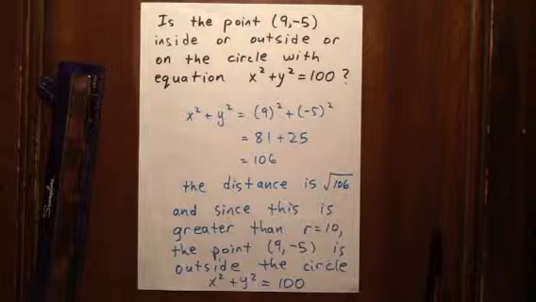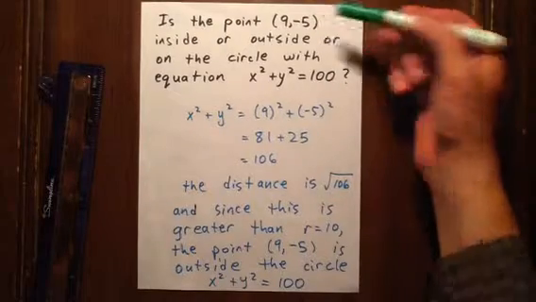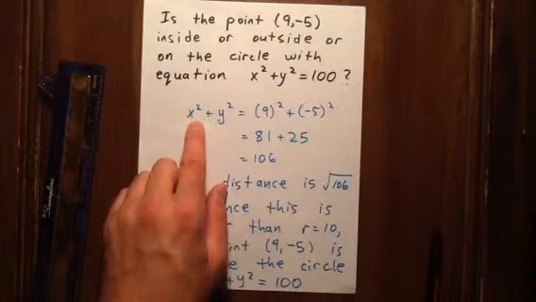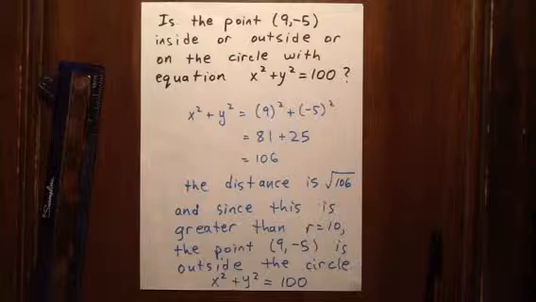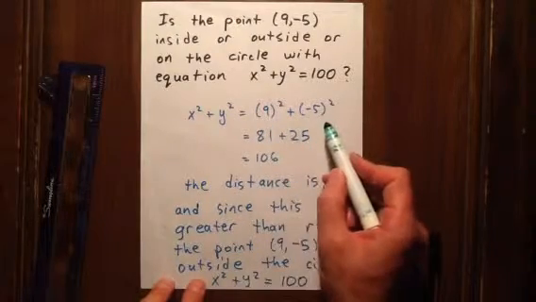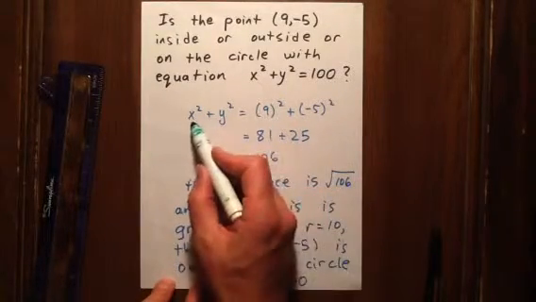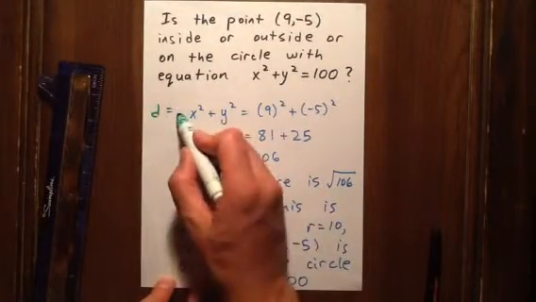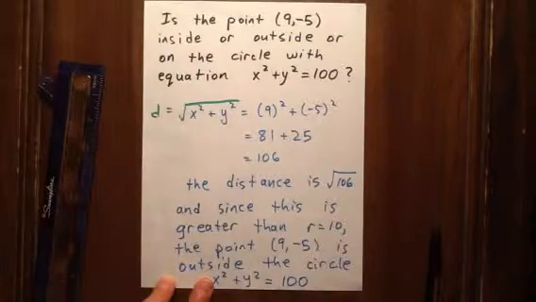And for our last question, we want to know whether the point 9, negative 5 is inside or outside a circle with an equation of x squared plus y squared equals 100. Well, the best way to do that is simply figure out how far away 9, negative 5 is from the origin. So we can evaluate x squared plus y squared, which is 9 squared plus negative 5 squared. But remember what x squared plus y squared represents. We can say that the distance is equal to the square root of x squared plus y squared.